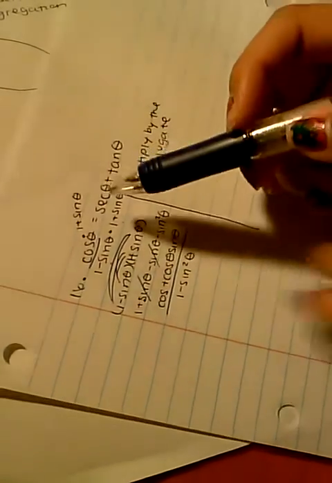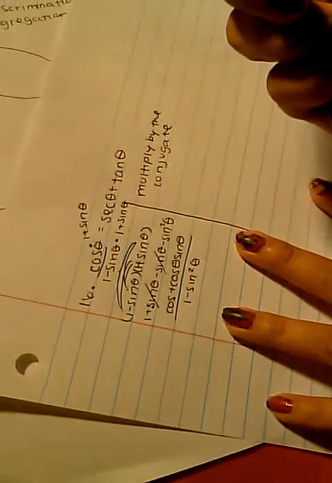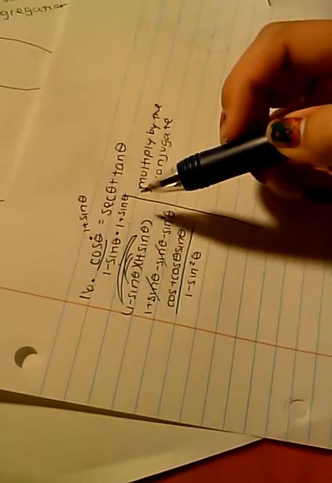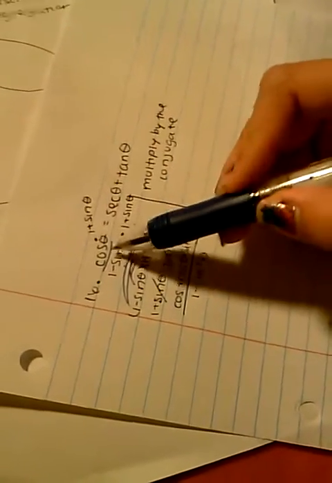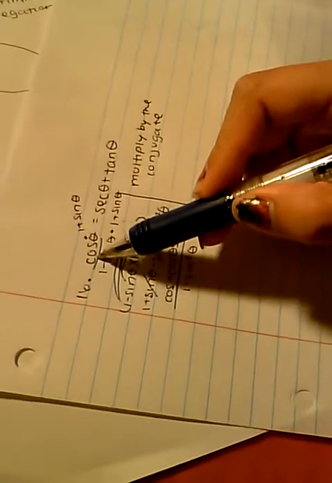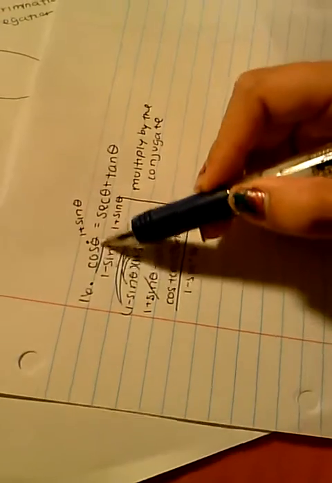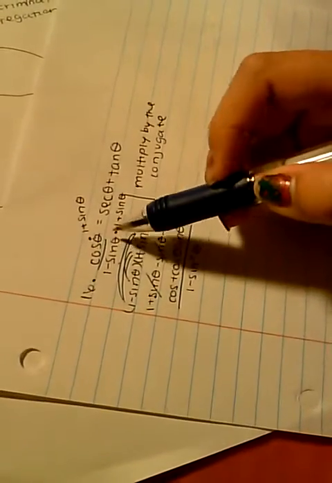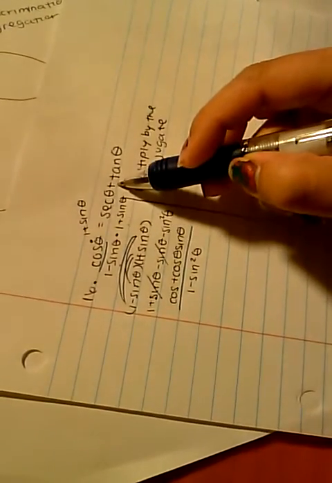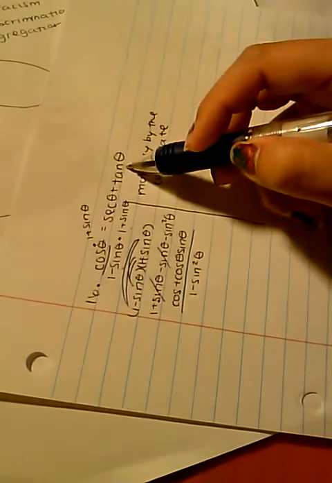My name is April and this is Unit Q, and what we're going to do is I'm going to solve number 16 from my collaborative answer key, and I have half of the problem worked out for you guys. So the original problem was cosine theta over 1 minus sine theta equal to secant theta plus tan of theta.